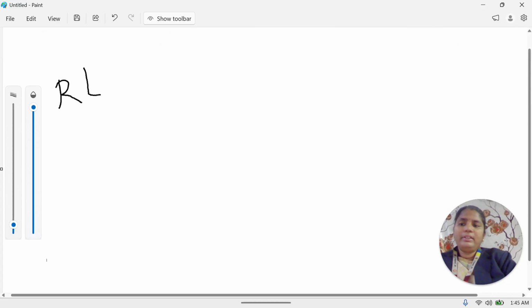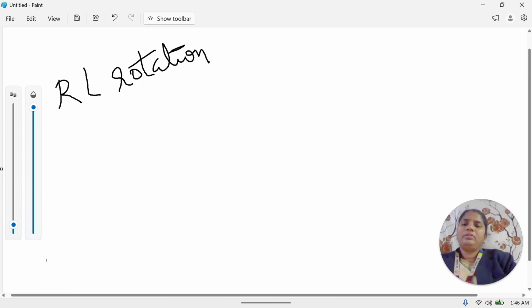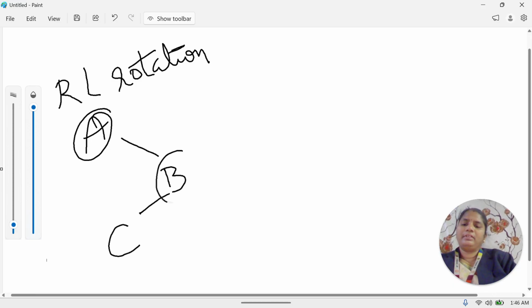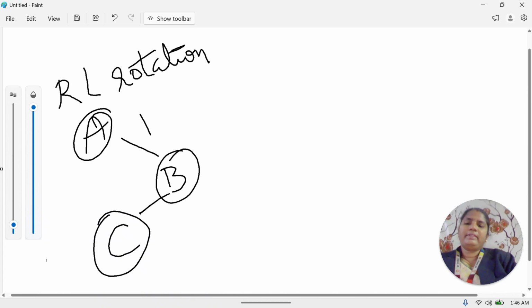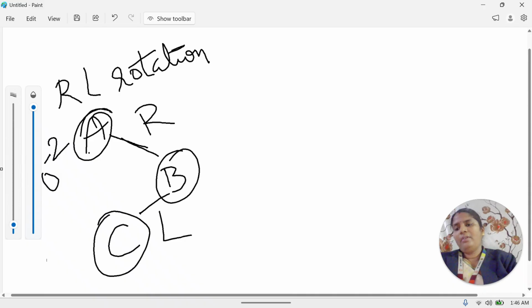Now next one is right-left rotation, RL rotation. So in this A, B and C. So this one is on the right side. After that C is on the left side. So we are going to see the balancing factor of A. It is minus 2 because the height of the left child is 0, minus the height of the right child, that is 2. So 0 minus 2 is the balancing factor, minus 2. That is not an acceptable balancing factor.